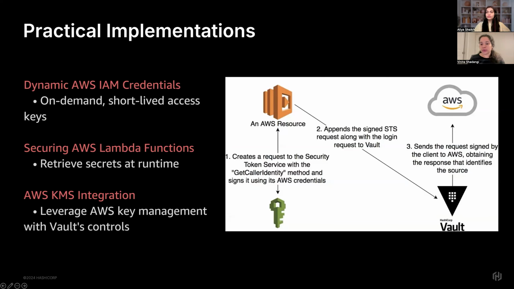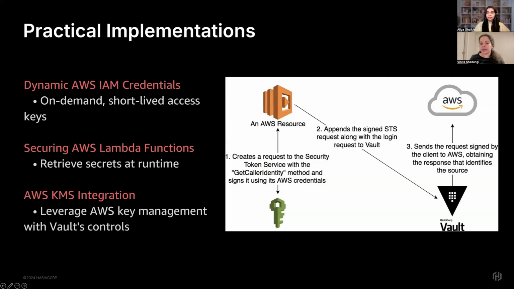Let's look at how it works. An application first authenticates to Vault. It requests AWS credentials. Vault then generates temporary credentials using AWS Security Token Service. These credentials are valid only for a limited time, typically 1 to 60 minutes. Once expired, the application then requests new credentials. This approach significantly reduces the risk of credential compromise and simplifies access management.